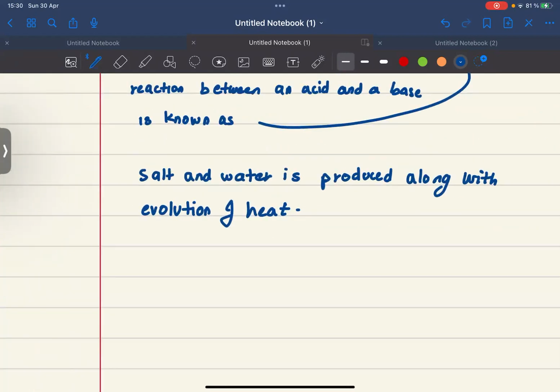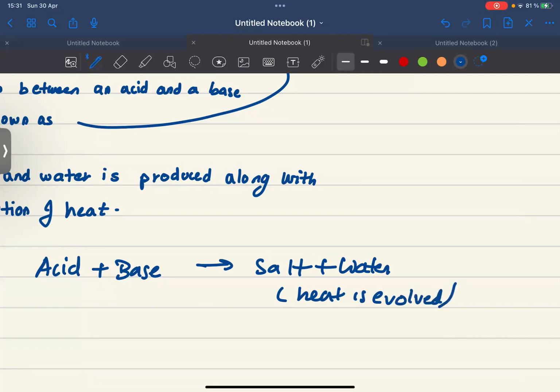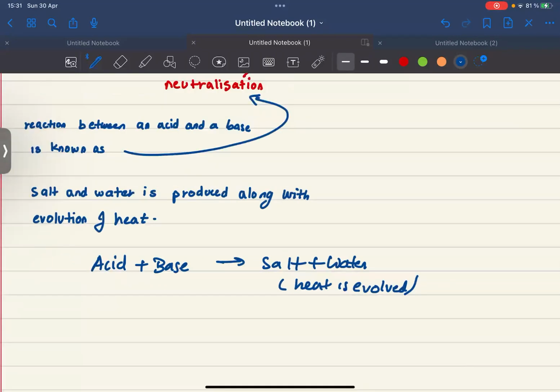So basically, acid plus base is equal to salt plus water along with heat. This is the equation. All right, now I'll just give you an example.